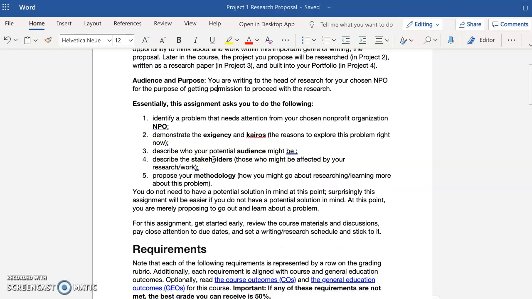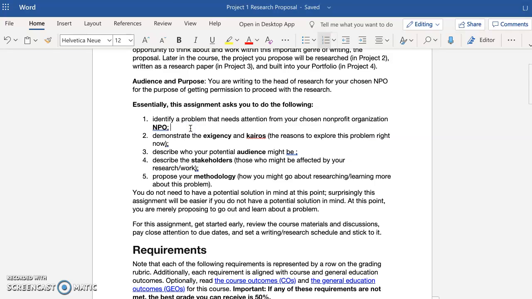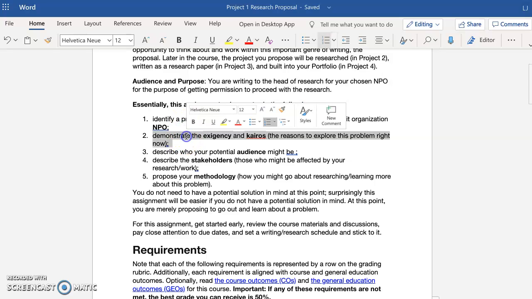One is to identify a problem that needs attention from the nonprofit. Second is to demonstrate the exigency and kairos that the problem has. Exigency is the significance, the reason that this is important to do. And the kairos is the timing, the reason that this is important to do now.